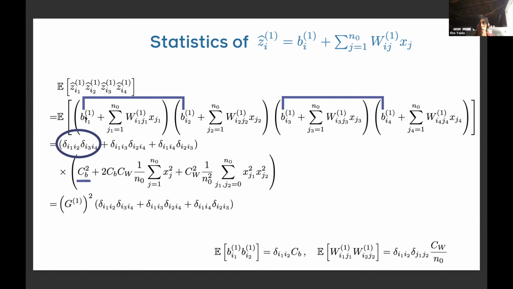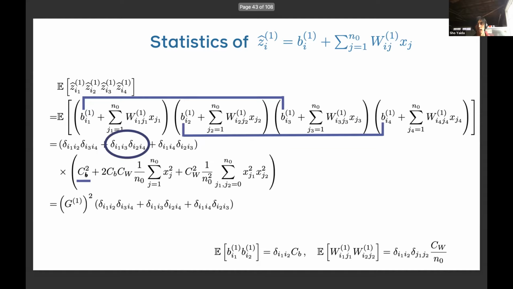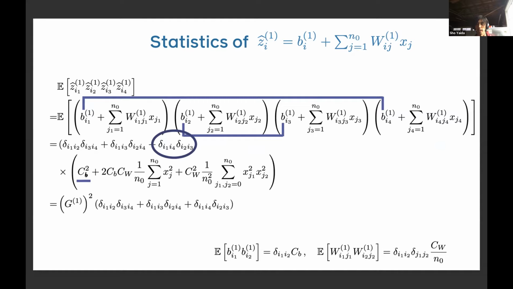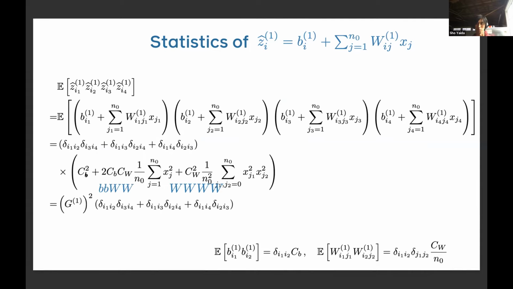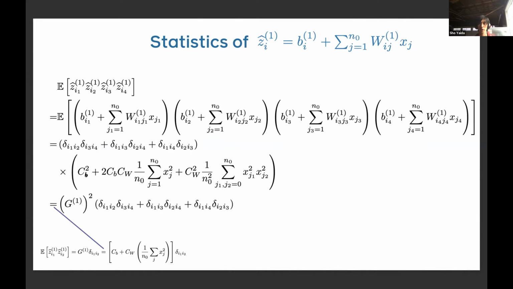If you contract the biases in the first and second terms, you get Kronecker delta I1, I2, and then the third and fourth give you another Kronecker delta. The C_b squared comes from the fact that you're doing this twice. You can contract in different combinatorial combinations: the first and third gives you that term, and then the first and fourth, and second and third, gives you that. So this is how you evaluate the Gaussian expectation of Gaussian random variables. Then you can do the same when you have BBWW or WWWW, and that's what you get. In the last step, I realized that the thing in the parentheses is the square of what I defined in the previous slide for the second moment. So I get this simpler looking expression.